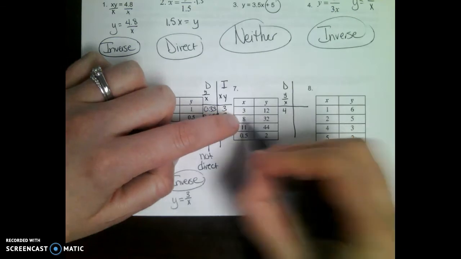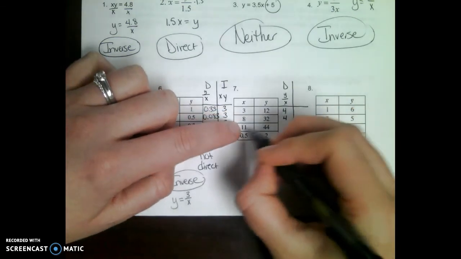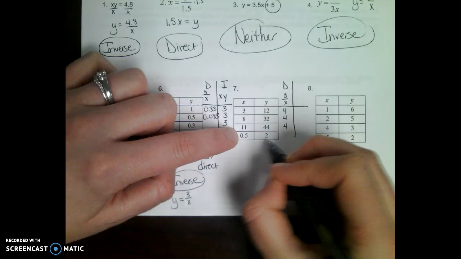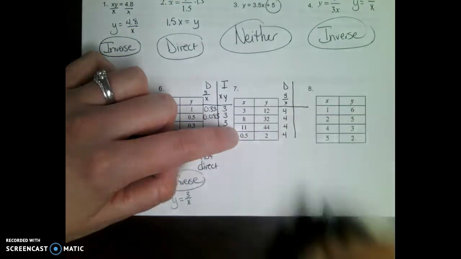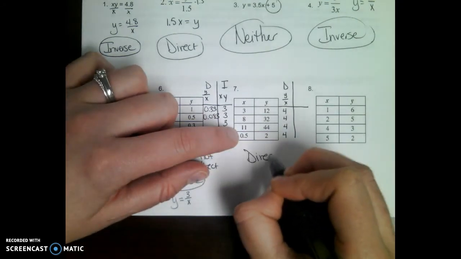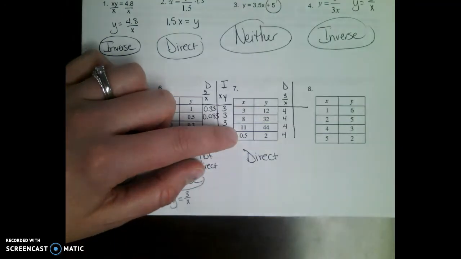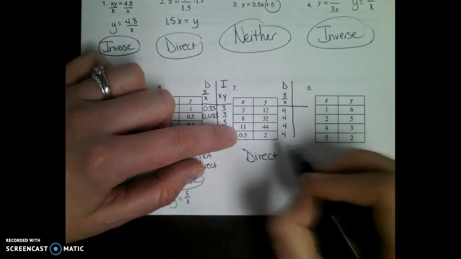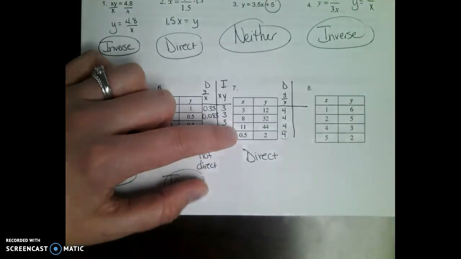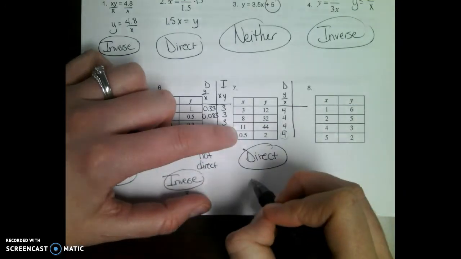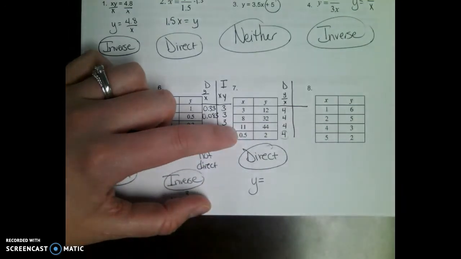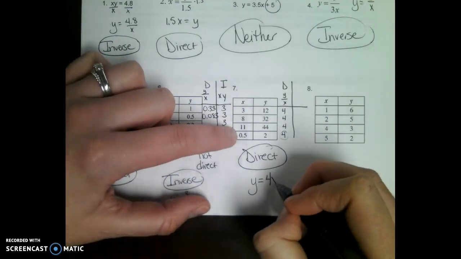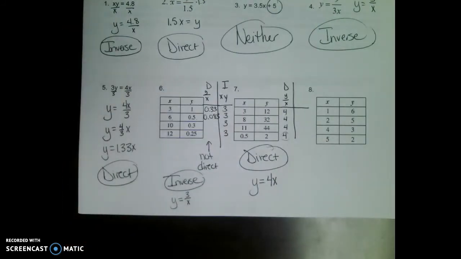32 divided by 8. 44 divided by 11. 2 divided by 0.5. So this is definitely direct variation. Our constant is 4. So we could go a step farther and say direct variation looks like y equals kx, and that k value is 4. So the equation is y equals 4x.